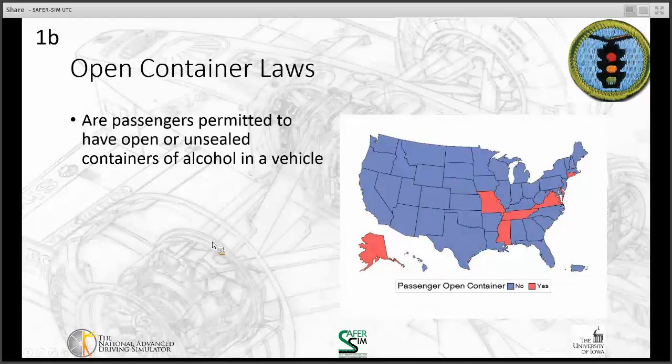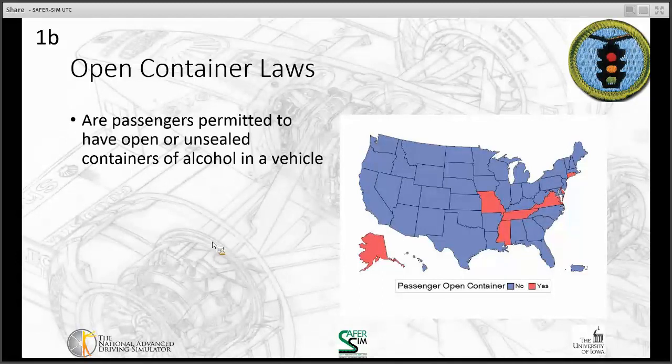Open container laws. An open container law basically dictates the rules about whether or not you can have a container of alcohol in your vehicle that is unsealed. That could range from a passenger sitting in the passenger compartment with an alcoholic beverage, or driving your vehicle with an alcoholic beverage that's previously been opened and is now in your car. For example, if you had a bottle of whiskey that you put in the backseat of your car and you were transporting it from your house to your friend's house, but it's been opened, that is an open container. Even if you're not drinking from it or nobody's drinking from it, it is an open container.